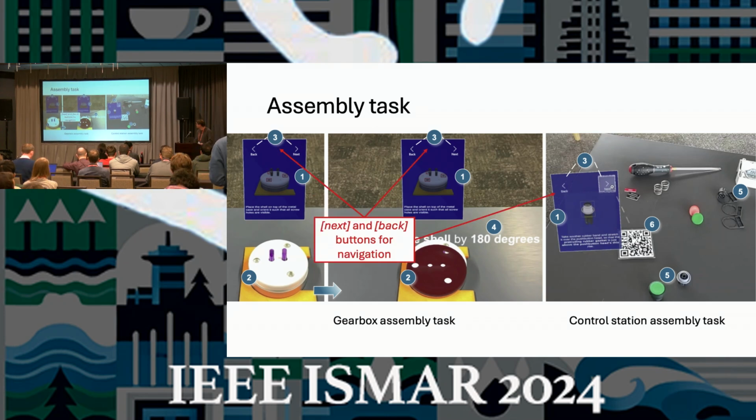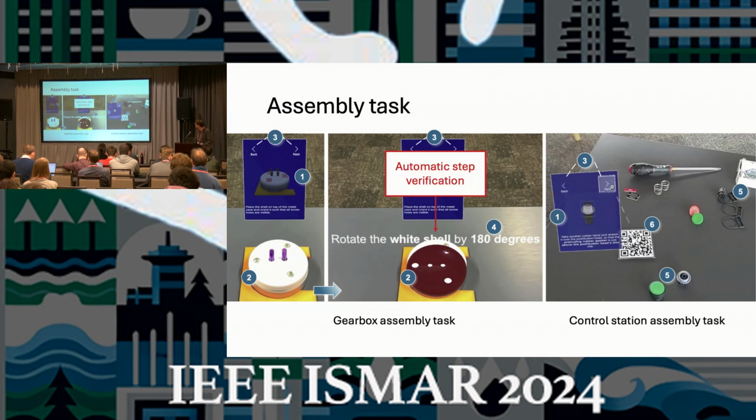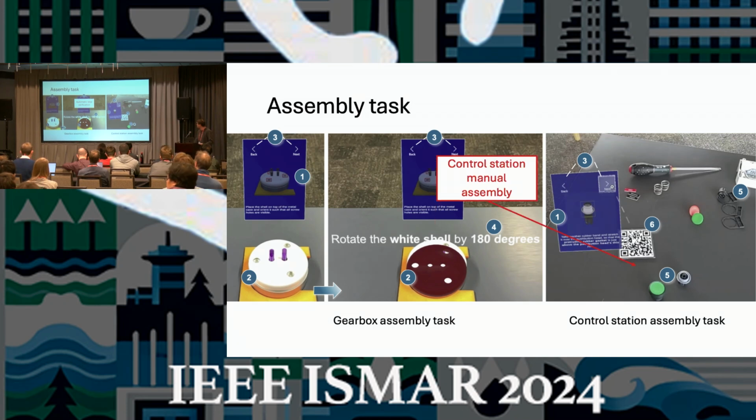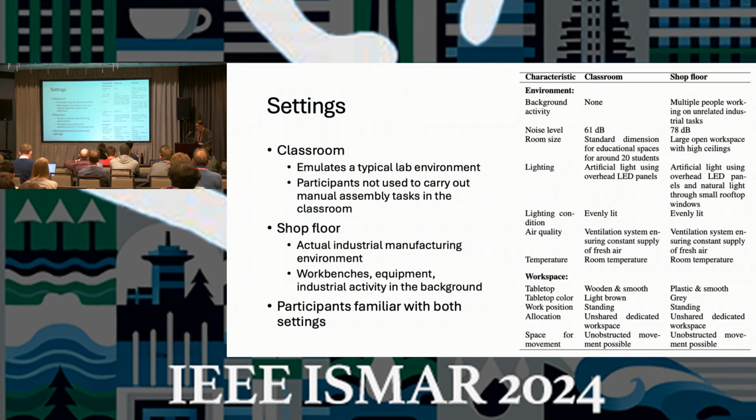Here we can see next and back buttons for navigating in this virtual panel. And this is an example of an automatic step verification visualization. I think this is fairly standard stuff, and we're not claiming any novelty whatsoever here. This is the control station manual assembly, and it actually also required a QR code as a reference point because it's a little bit more complex task, which I will get into a bit later.